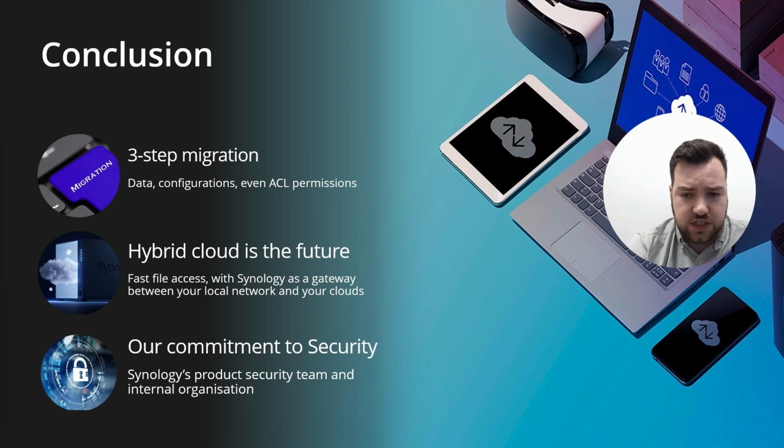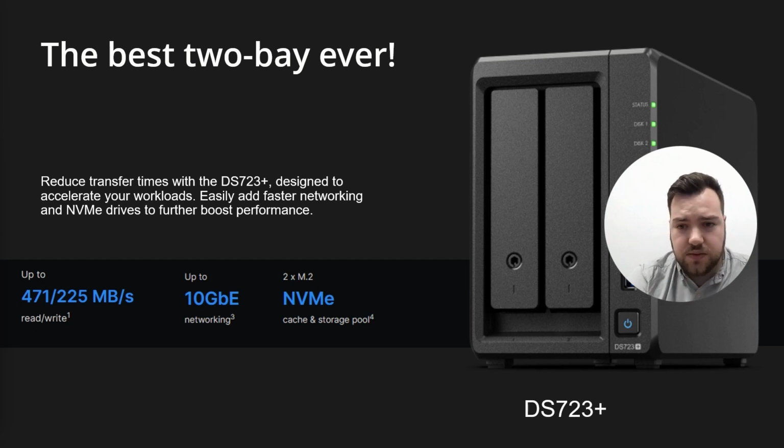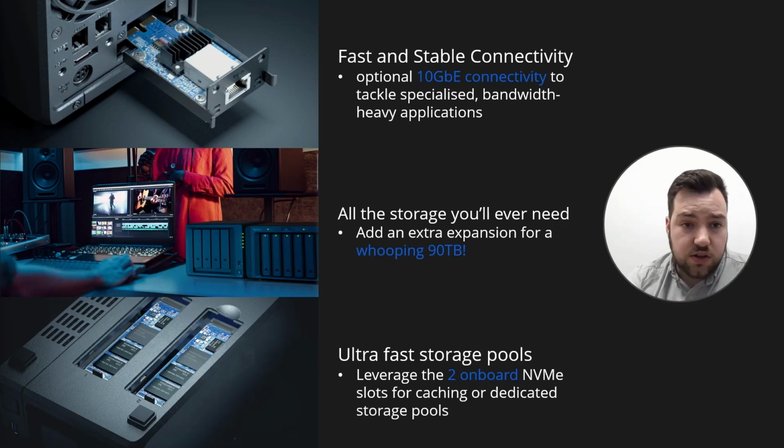So in January we updated our 2-bay Plus series to the DS723 Plus. It now has a massive performance boost with up to 471 megabytes per second, and it's now got 10 gig optional connectivity with a whopping 90 terabytes of storage. Obviously this is with an expansion, and there are now 2 onboard NVMEs that have previously been used for caching, but you can now also utilize them as an ultra fast storage pool.